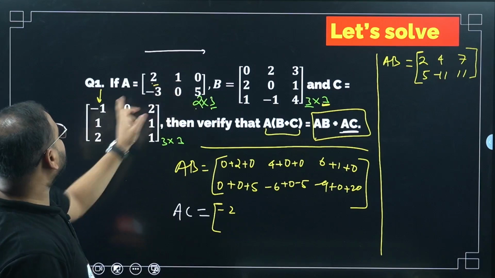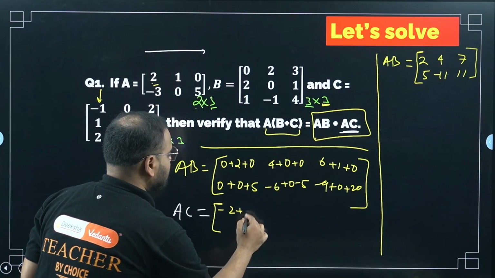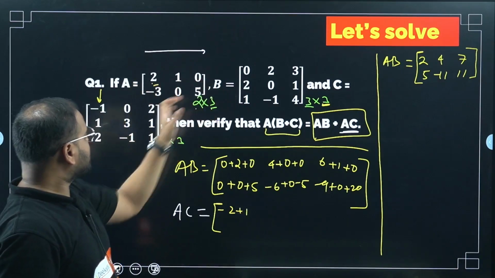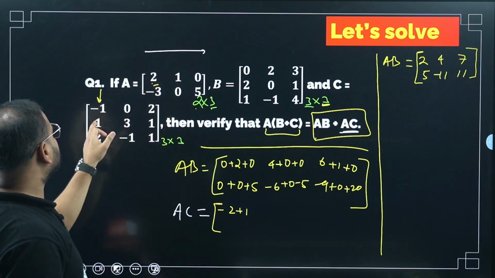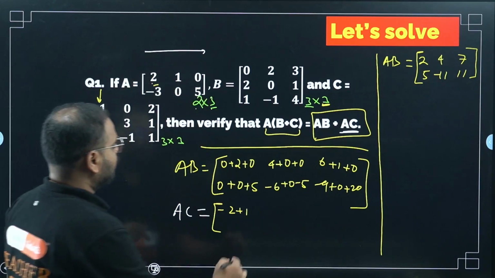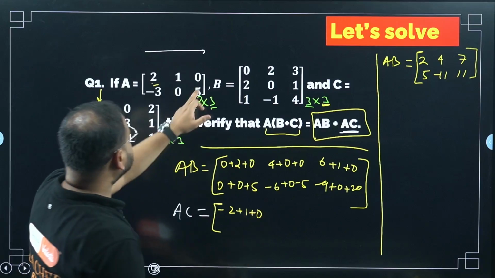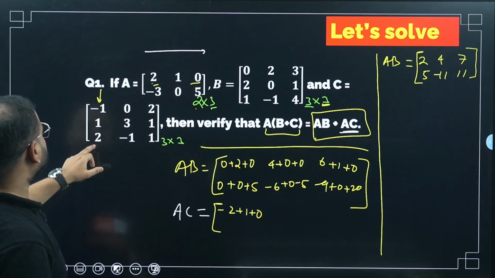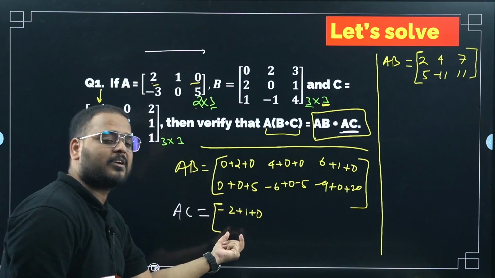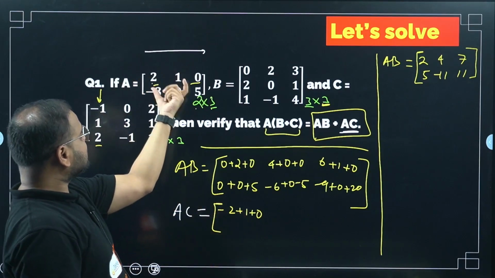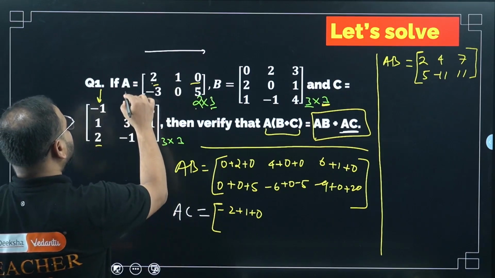Then the second element is 1 times of 1, which is plus 1. See, first row with first column, corresponding elements. Minus 2 times of minus 1, 1 times of 1. Then 0 times of 2, which is just 0. Okay, sir. Now, is it done? This is the first element done. Now we have to do first row with second column.